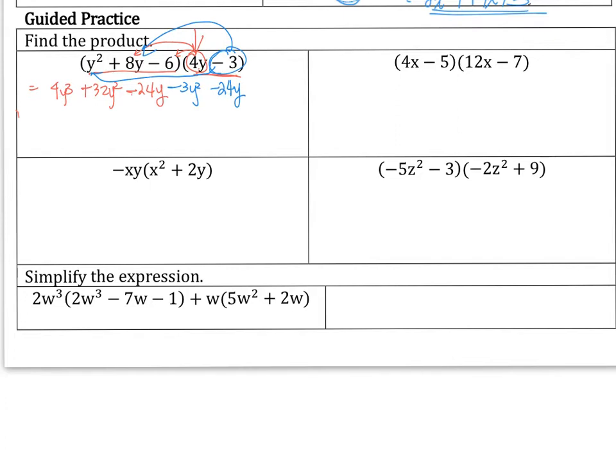And then negative 3 again times negative 6 gives me positive 18. And now I can combine like terms. Now 4y cubed stands alone, so I'm going to recopy that. And then I have y squared with two terms. So 32 minus 3 gives me positive 29y squared. And then negative 24y with another negative 24y, that makes negative 48y. And now I have a constant left over of positive 18.